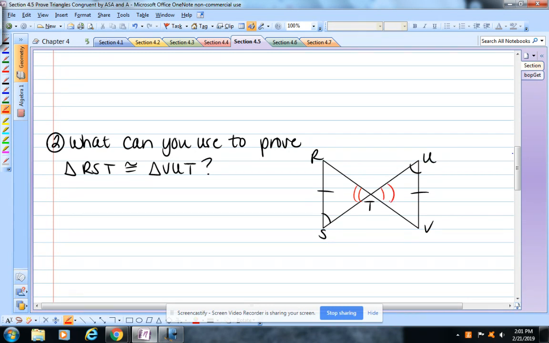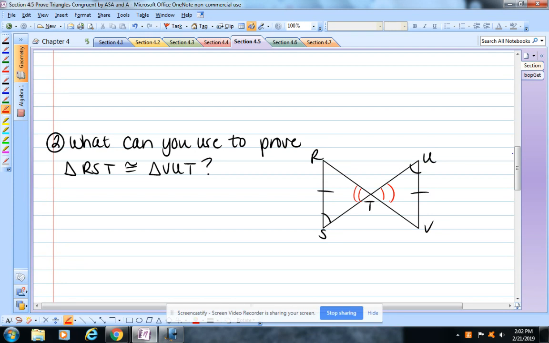So now, which one of those congruence postulates or theorems, side, side, side, side, angle, side, or angle, angle, side, would I say these are congruent by? What do I have? Two what and one what? Two angles and one side. Okay? So that means it either has to be angle, side, angle, or angle, angle, side. Right? Now the difference is the side that's congruent between the two angles or outside the two angles?